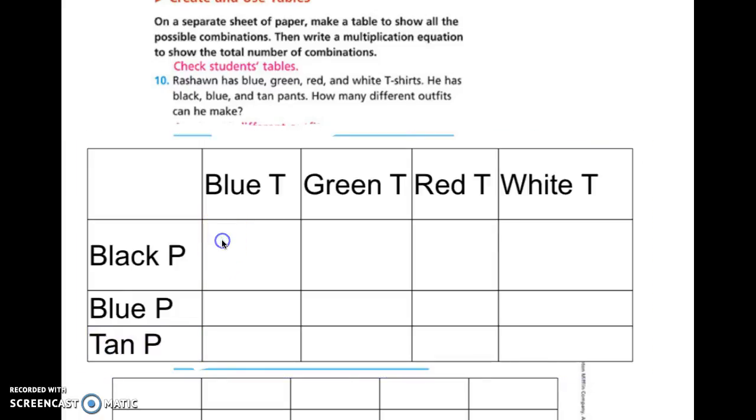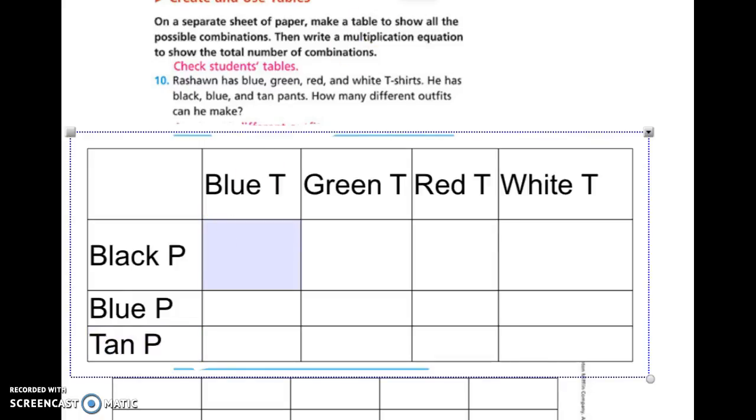I'd have to make my font really small, so I'll shrink it down just for one of these so you can see. But I could say he's wearing a blue t-shirt and black pants. You see, I'm getting that because I'm taking the blue t-shirt and the black pants. In this case, you'd have a blue t-shirt and blue pants, a blue t-shirt and tan pants, right? So all of these are going to be filled in with different combinations in the end.